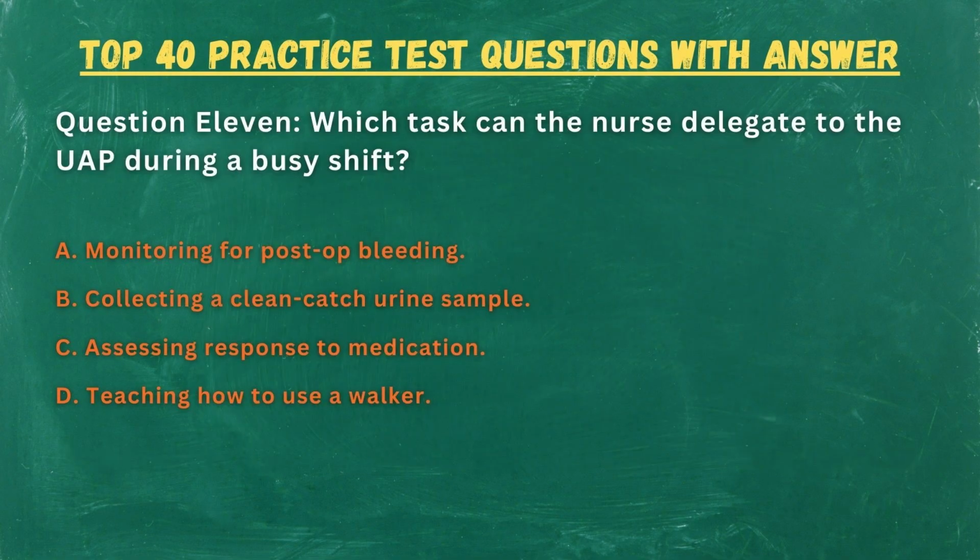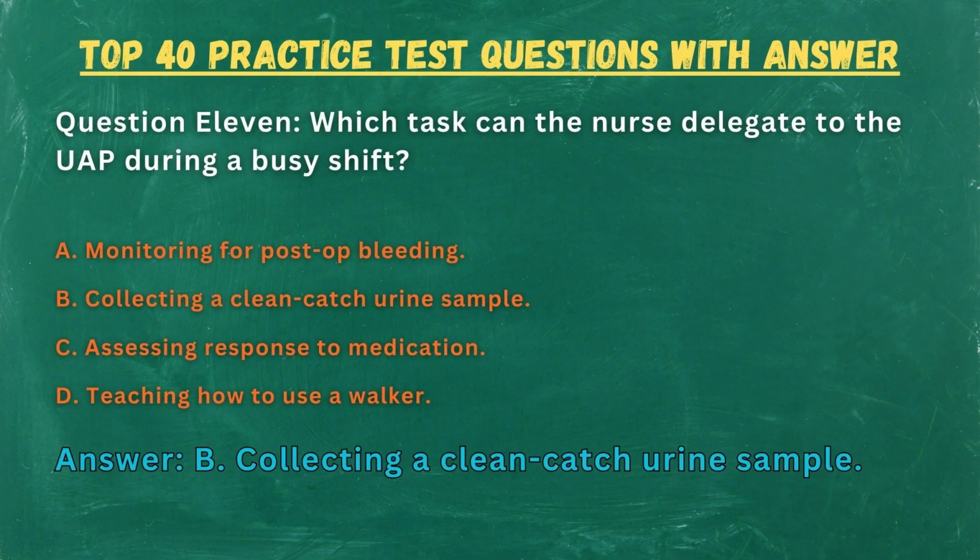Question 11. Which task can the nurse delegate to the UAP during a busy shift? A. Monitoring for post-op bleeding. B. Collecting a clean catch urine sample. C. Assessing response to medication. D. Teaching how to use a walker. Answer. B. Collecting a clean catch urine sample.